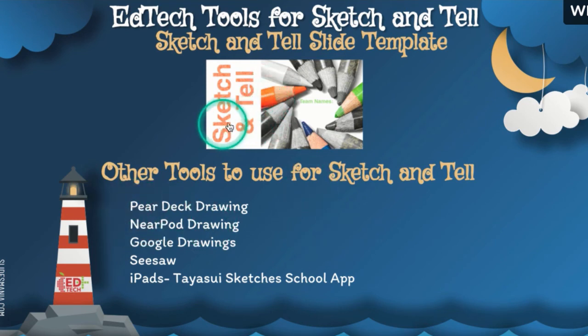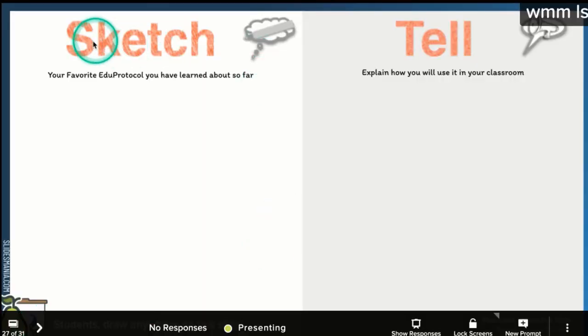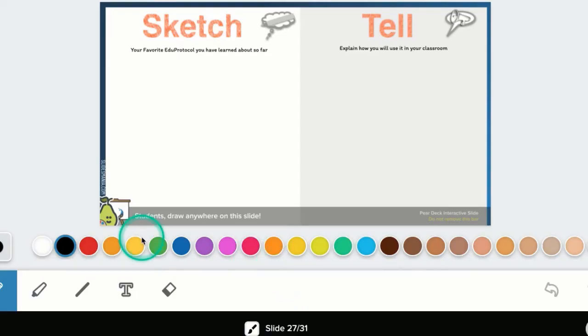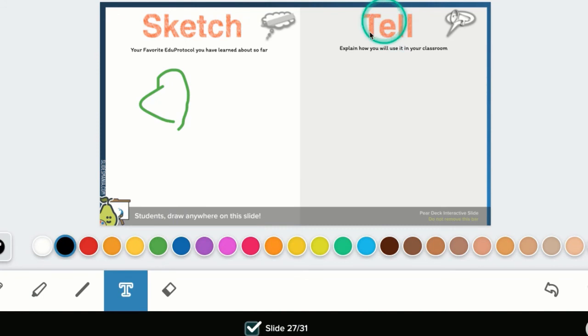So if you would like a Google Slide version of this template, you can click on here and that will open up the Sketch and Tell option. Or here I have created a Pear Deck background that has the Sketch and Tell option. If you go here in student mode, students have all of the drawing tools available where they can draw out activities on this side, and then they can use the text feature here to type out and explain their findings. So in this case, what was your favorite EduProtocol you've learned so far throughout our session, and how do you feel you're going to use that in your classroom?